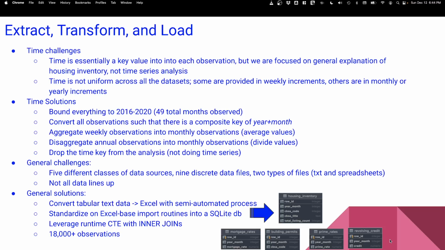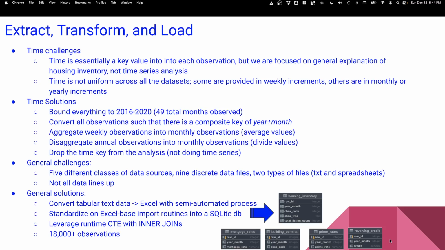Getting this data is really the ETL portion of it, and this is a summary of the process leveraged. Later on, we've got a reference to the actual GitHub repository with all of the technical details, so this analysis can be completely repeated. So one of the big challenges was time.